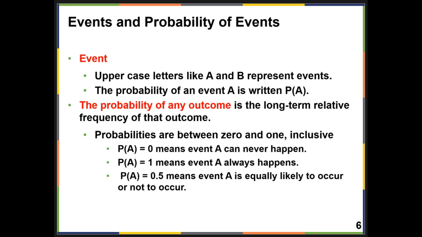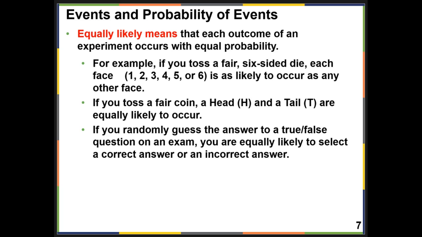Probabilities are between 0 and 1 inclusive, and that means that it's 0, 1, and then all the numbers in between those values. So if the probability of A is 0, that means the event can never happen. If it's 1, it will always happen. And if it's 0.5, it means that the event A is equally likely to occur or not occur. So for example, if you flip one fair coin repeatedly, from 20 to 2,000 to 20,000 times, the relative frequency of heads approaches 0.5. That's the probability of heads.